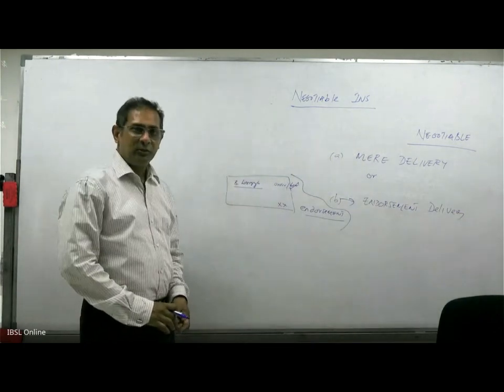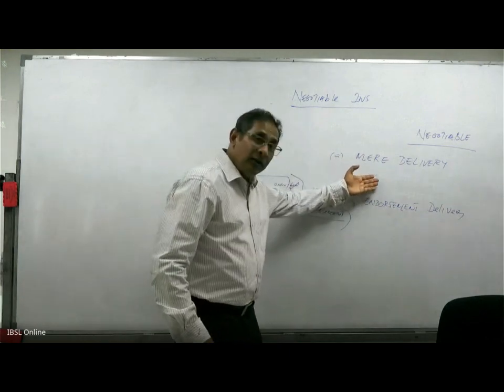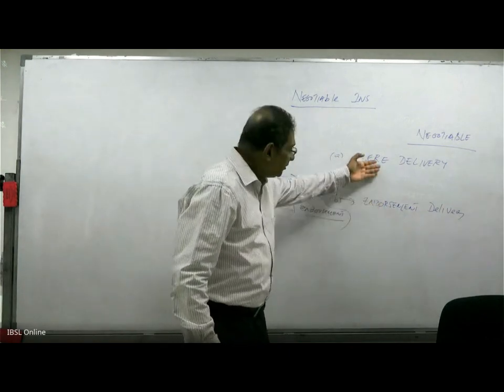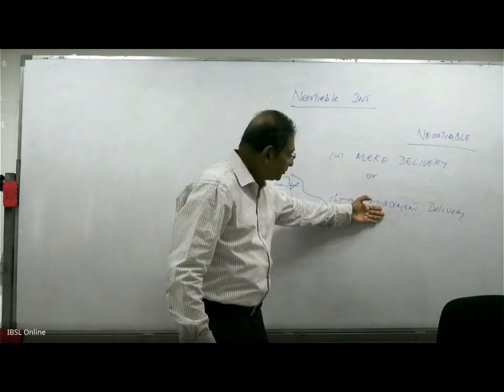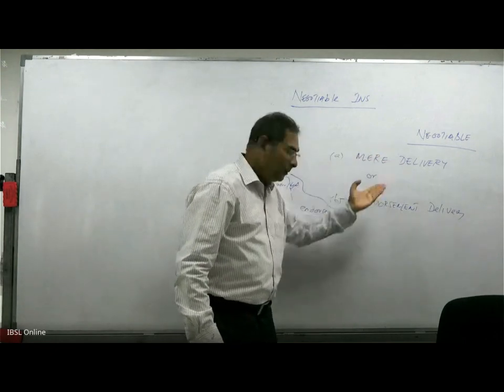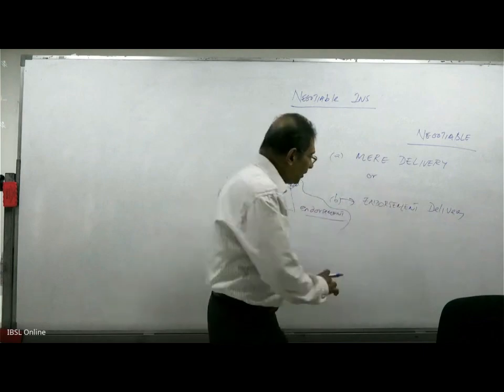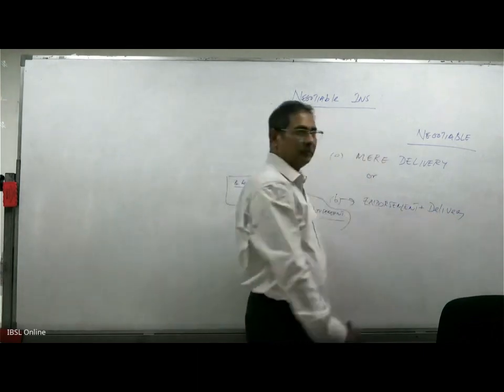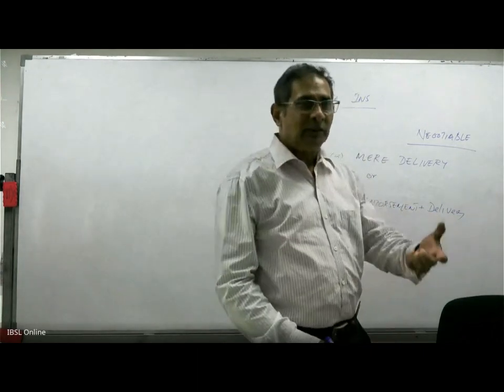That's the negotiable instrument. It just says I can define what a negotiable instrument is. This is the mechanism of the negotiable instrument: either you deliver by mere delivery, or by endorsement plus delivery.